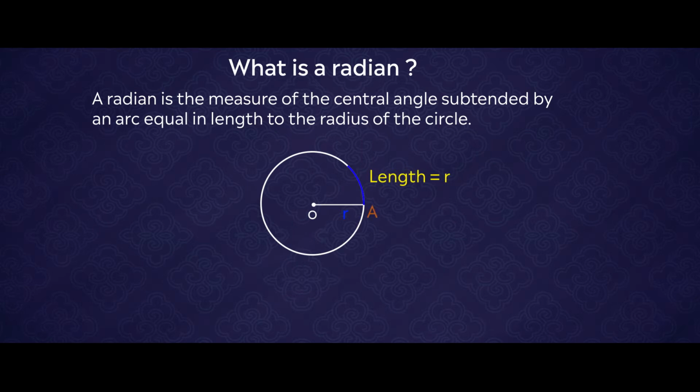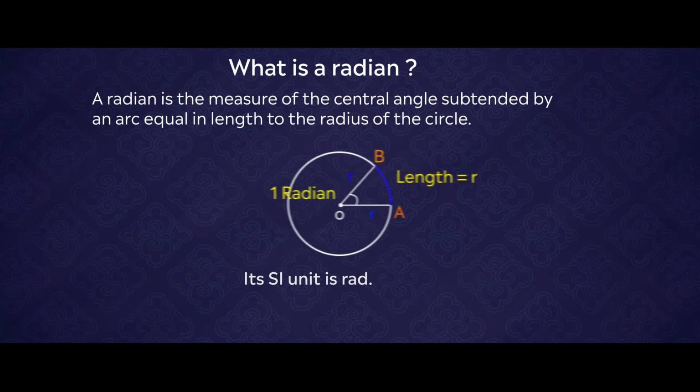Let us name it as A and B. And if we join this, this is also R. And the angle that is formed here is 1 radian. So the SI unit of radian is rad, R-A-D, rad.